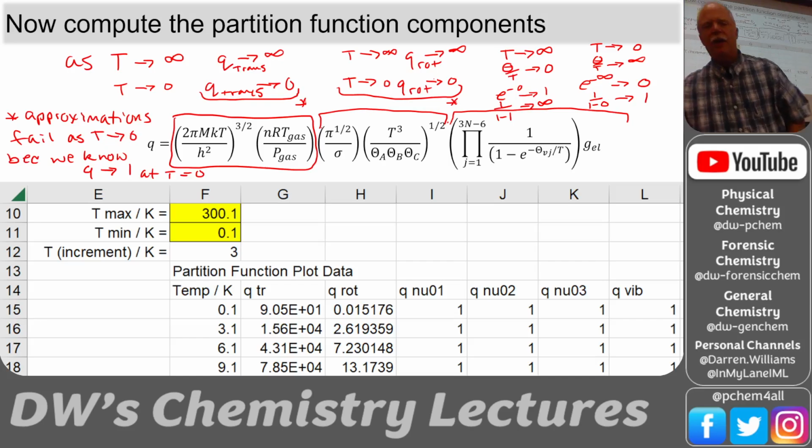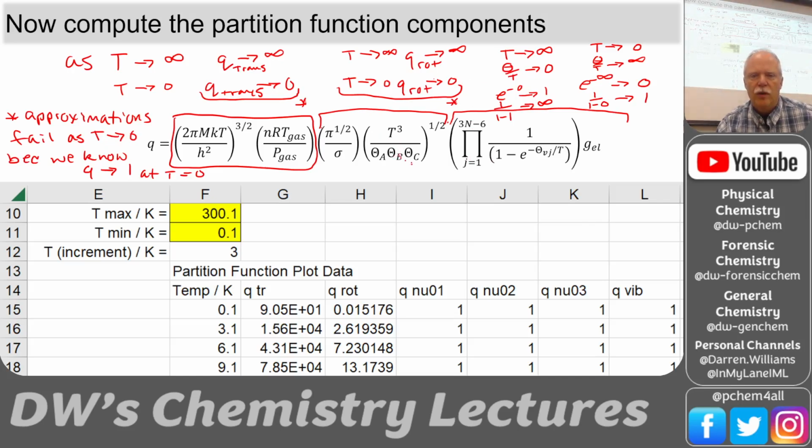Okay, so that was for a diatomic. For a diatomic, we only have two rotational constants. A is not defined, and B equals C. Rotation around the axis of a linear molecule is not defined, and the rotation around X and the rotation around Y are the same because it's the same masses. So we lose the T cubed, we just get T squared, and we lose the theta A. So we have theta B, and that's equal to theta C. So it's theta B squared, and then it's squared to the 1/2, and so it ends up being T over theta B.